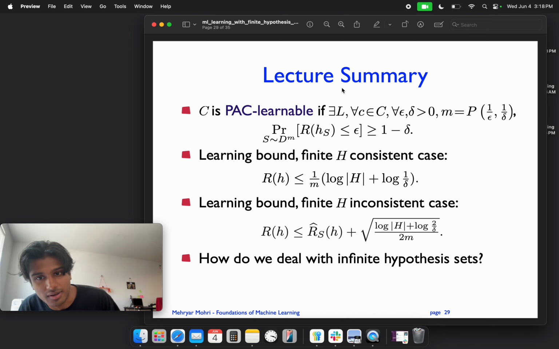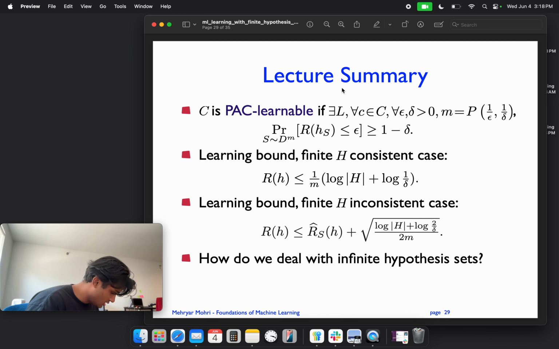So, lecture summary of these 3 parts. A concept class is PAC learnable if there is an algorithm such that, for all concept classes, if I give you a polynomial number of samples in 1 over epsilon and 1 over delta, the algorithm returns a hypothesis which has low error with high probability. So, probably approximately correct. The learning bound for finite hypotheses comes straight from the union bound and what inequality? Let's try to come up with this algorithm now.